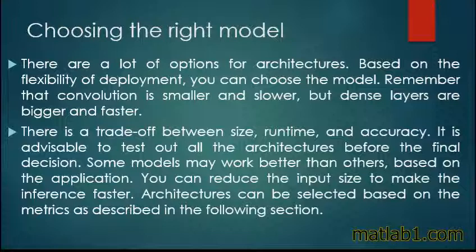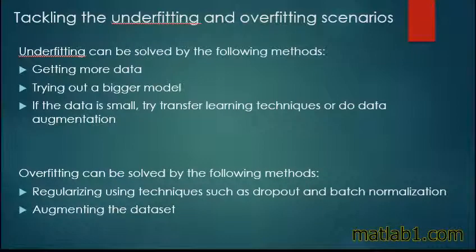Tackling the underfitting and overfitting scenario. The model may be sometimes too big or too small for the problem. This could be classified as underfitting or overfitting, respectively. Underfitting happens when the model is too small and can be measured when training accuracy is less. Overfitting happens when the model is too big and there is a large gap between training and testing accuracies.